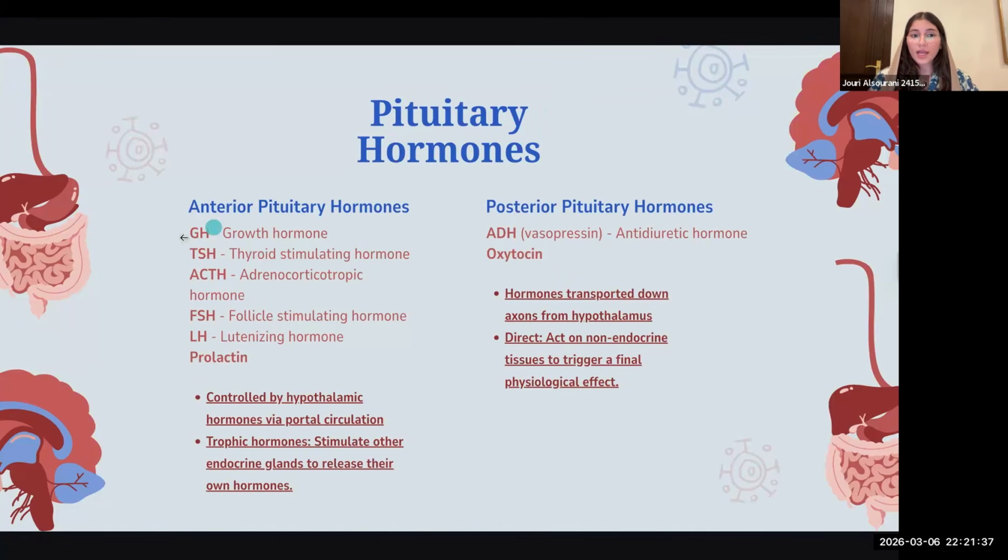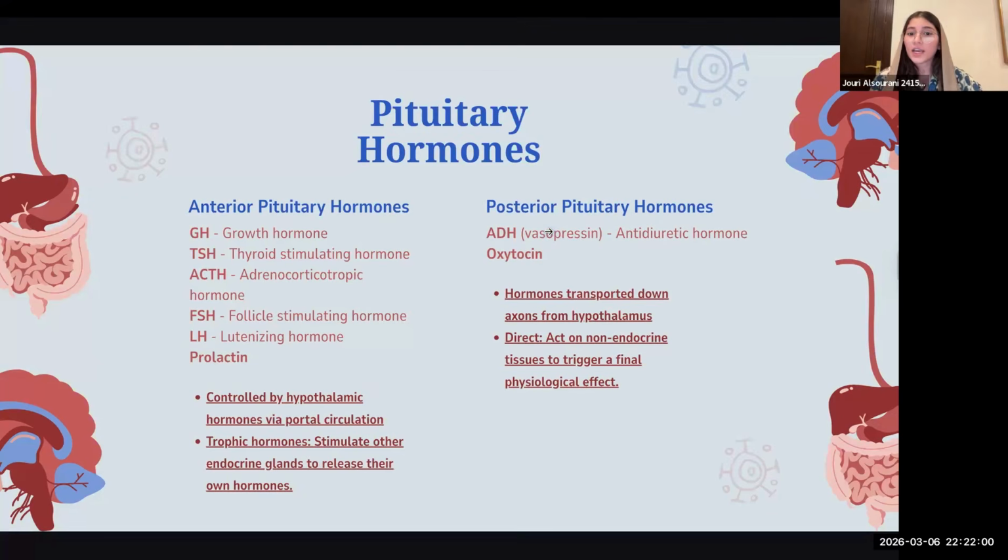And I want you to remember that the anterior pituitary hormones are trophic hormones. What this means is that basically they're going to go and stimulate other endocrine glands to release their own hormones. So they're not going to be acting directly. They're going to act on another gland, and they're going to cause that gland to go and release its own hormones. For the posterior pituitary, we have only 2 hormones.